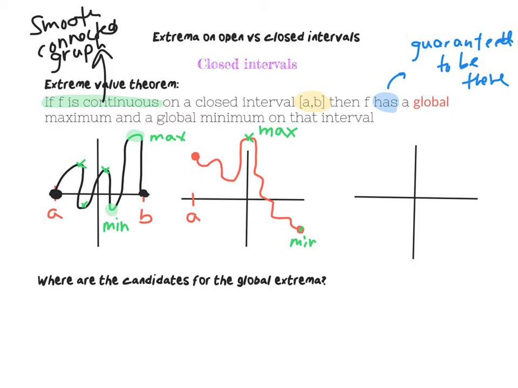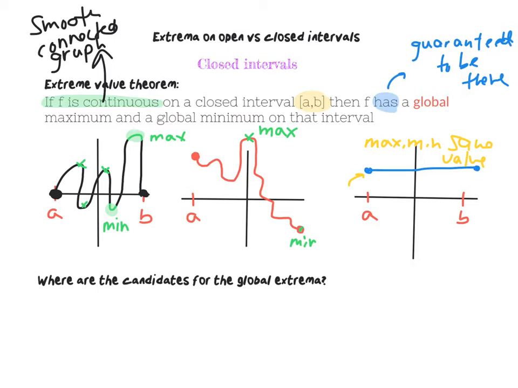Now, there could be a weird function, right? Like from A to B, what if I just drew this? This is a continuous function on that interval. Does it have a smallest value? Yeah, right there. Does it have a biggest value? Well, it's the same. So here the max and the min would be the same value, and it would occur everywhere, but there still is the existence of a global minimum and a global maximum.